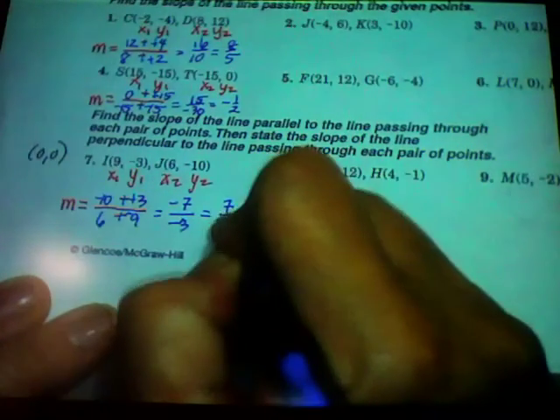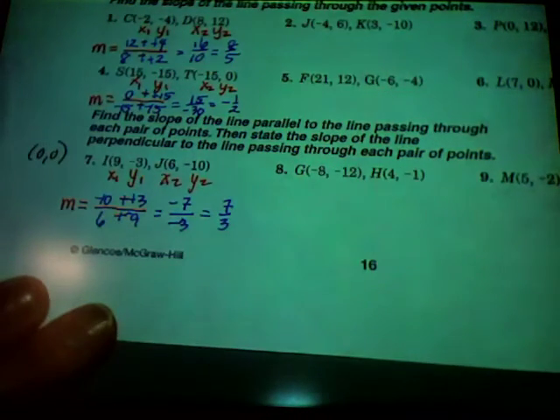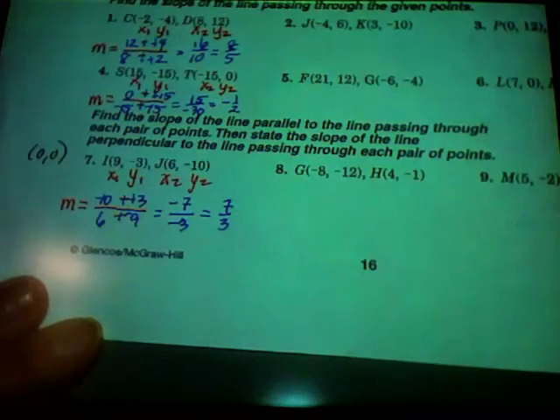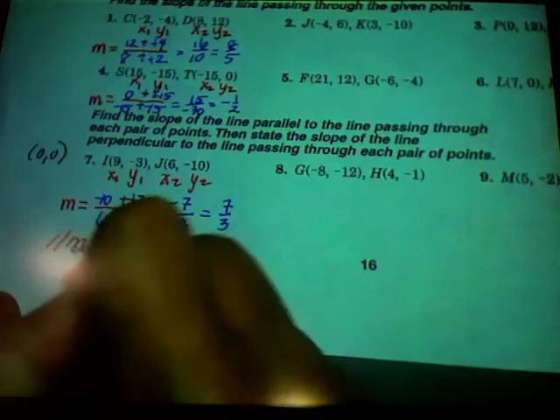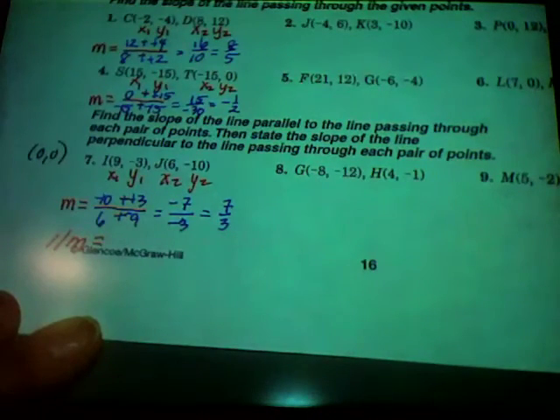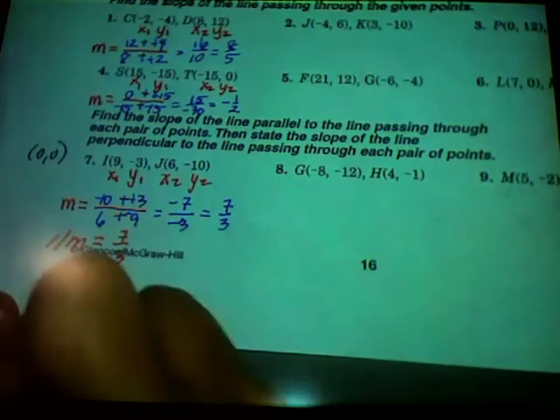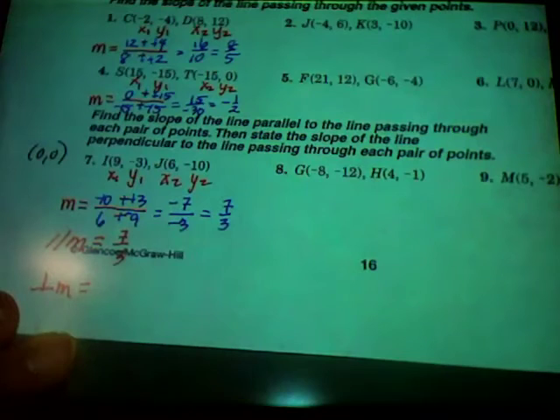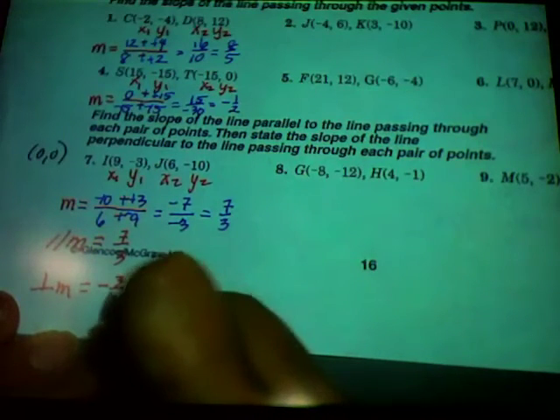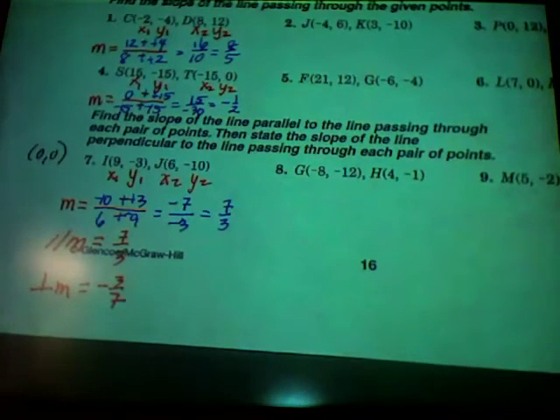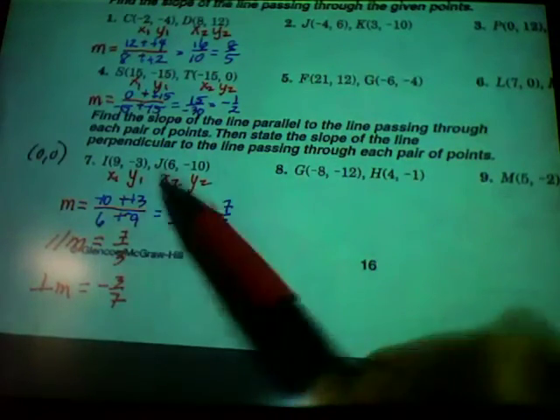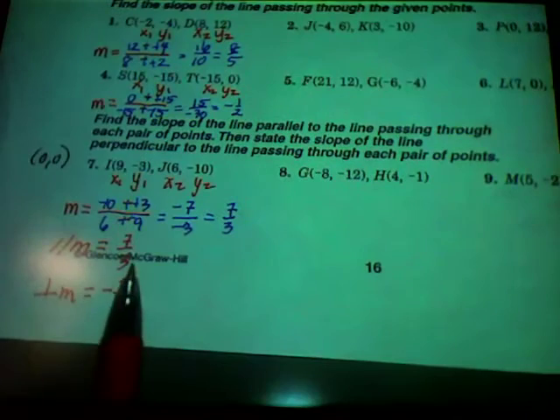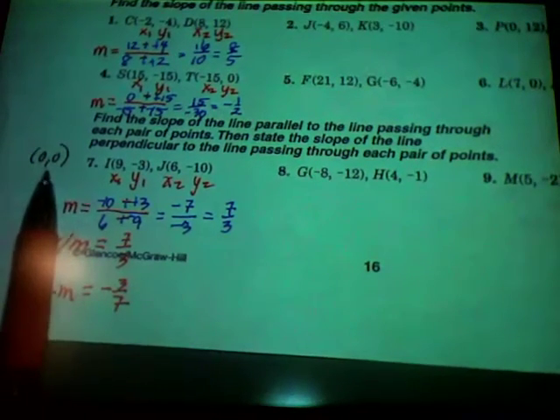Doesn't that reduce to 7/3? Right? So what is the slope parallel to this? 7/3, right? And what's the slope perpendicular to this? -3/7. So if I were to write the equation of the line that is parallel to this one and goes through this point, I would use this slope and this point, wouldn't I?